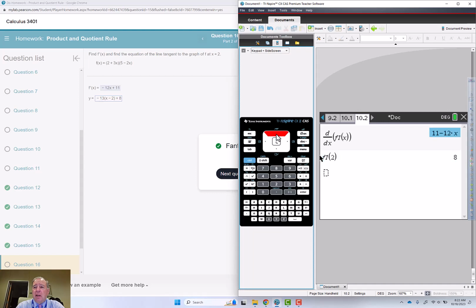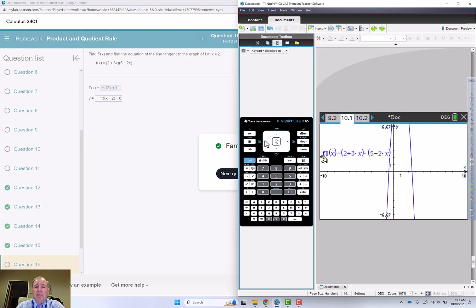Now I'm going to evaluate the derivative at x equals 2. I could just backspace and put a 2 in there, but I'm going to show you the more sophisticated way to do it. Control equals to open the inequality palette, the such that bar, such that x equals 2. So I've got slope is negative 13. So I'm going to show you I can put this in as a point slope form.